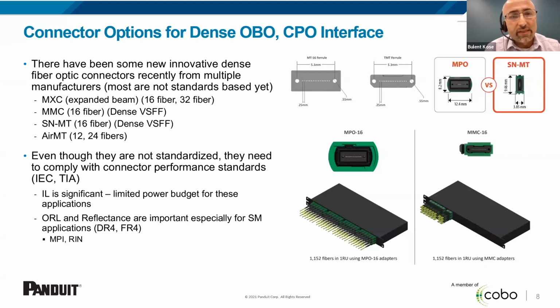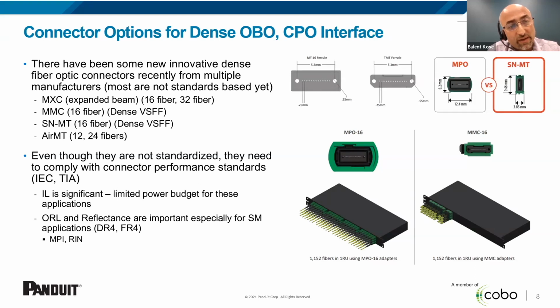So now let's go to the high density connectors that we could use right now. There have been some new innovative dense fiber optic connectors recently from multiple manufacturers. Most are not standards-based yet. Some of them I list here: MXC, that's expanded beam, MMC from US Conec, and SN-MT, another very dense, very small form factor connector. I put some pictures from their websites on the right to show how they compare to a regular MTP ferrule in size. Even though they are not standardized, they need to comply with connector performance standards such as those from IEC and TIA.